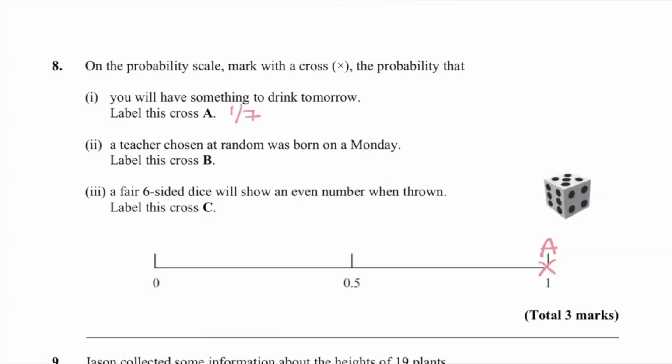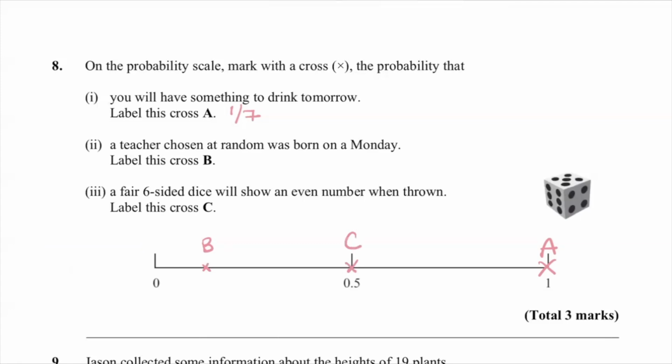So how do we get a 7th marked on this line? Best way is to measure it, divide it through by 7, and then that way you will get the measurement on your ruler. So it would be about here. And then a fair 6-sided dice showing an even number when thrown is half.